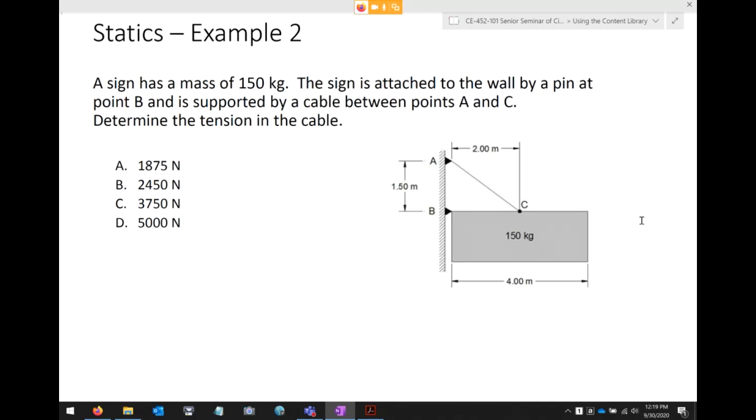There's a value that was given. Well, coordinate system, yeah, we're going to have to set that up. That's probably not a bad idea. Make the mass a force. That's exactly right. This is a mass. Weight is mass times gravity.